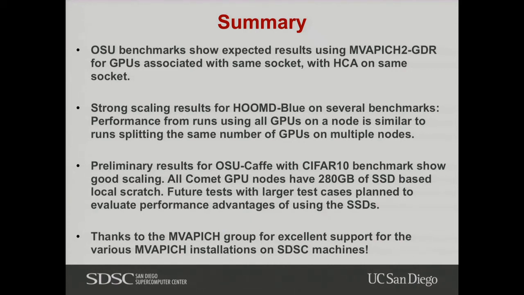And then the strong scaling results for HOOMD-Blue, it looked like, at least for the cases that I was looking at, splitting the same number of GPUs on multiple nodes or having them all on the same node didn't impact the performance as much. The OSU-Caffe scaling looks pretty good, and it's promising. And if we can move the data to SSD, where the I/O performance should be a lot better, then we should see if the performance improves, and that's something we're going to do in the future.